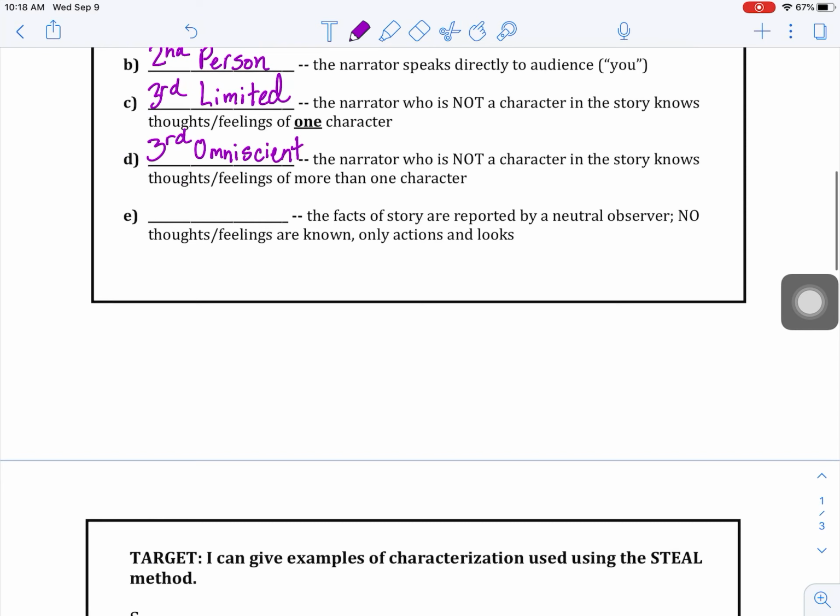And letter E is also not as common, but still a point of view to be aware of, is third person objective. When you only get the facts and they're reported by a neutral observer. You don't know anyone's thoughts or anyone's feelings, only actions or what people look like. News articles many times are third person objective.